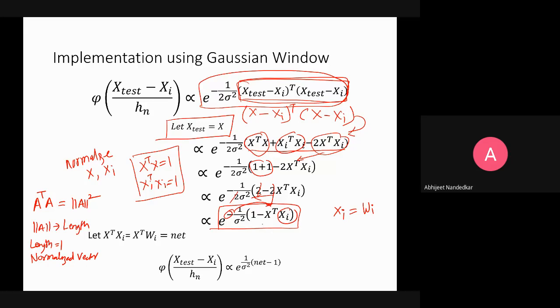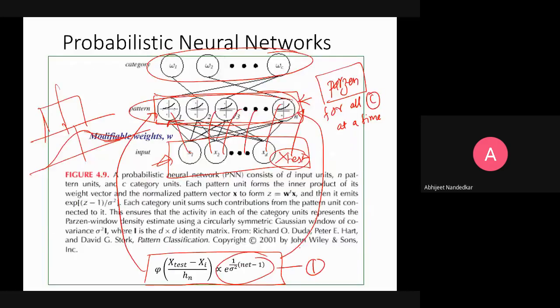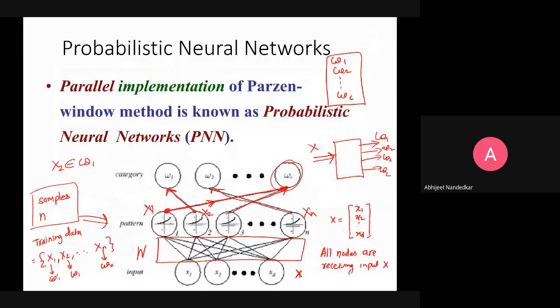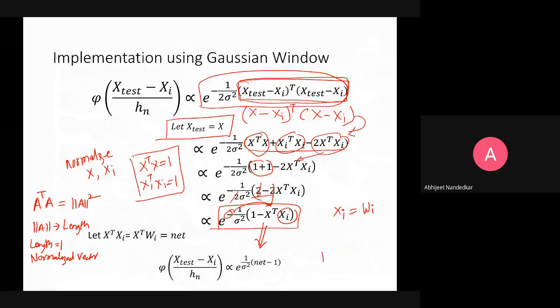So if you do that, then this will be reducing to this form where net is nothing but x transpose wi. So we will call this x transpose wi as net, that is net input going to the neuron.